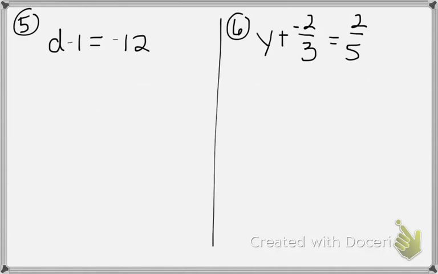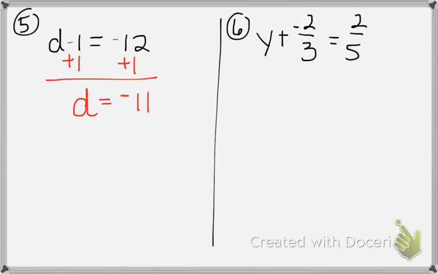All right, number 5. D minus 1 equals -12. I'm not going to box in the brat anymore, all right, guys? I'm just going to tell you the procedure. +1 to both sides, or add 1 to both sides mean the same thing. You have D equals, and -12, and +1 is -11.